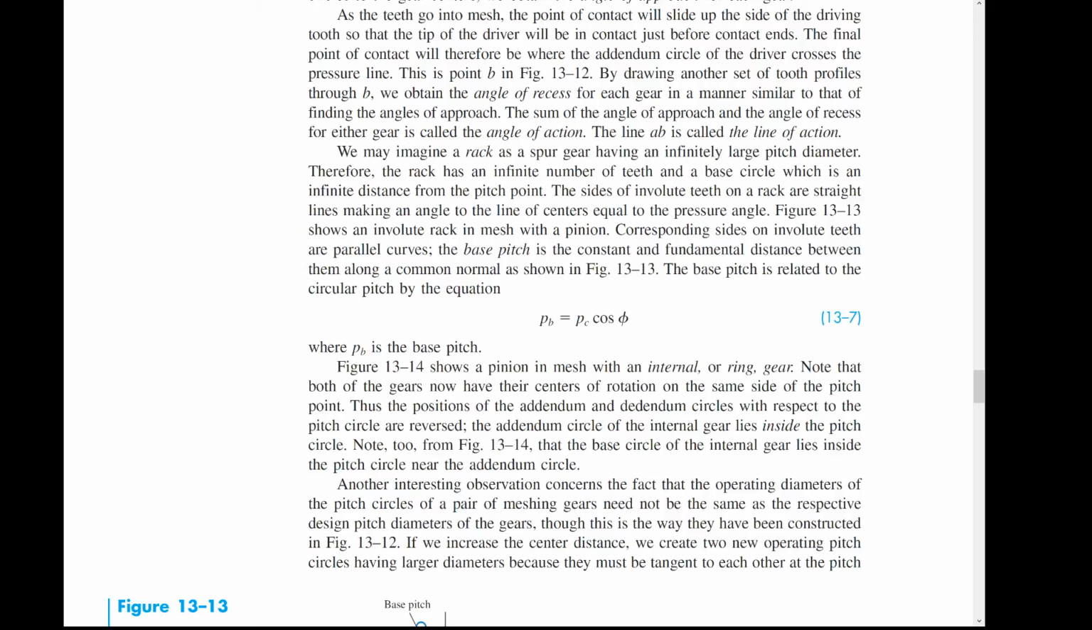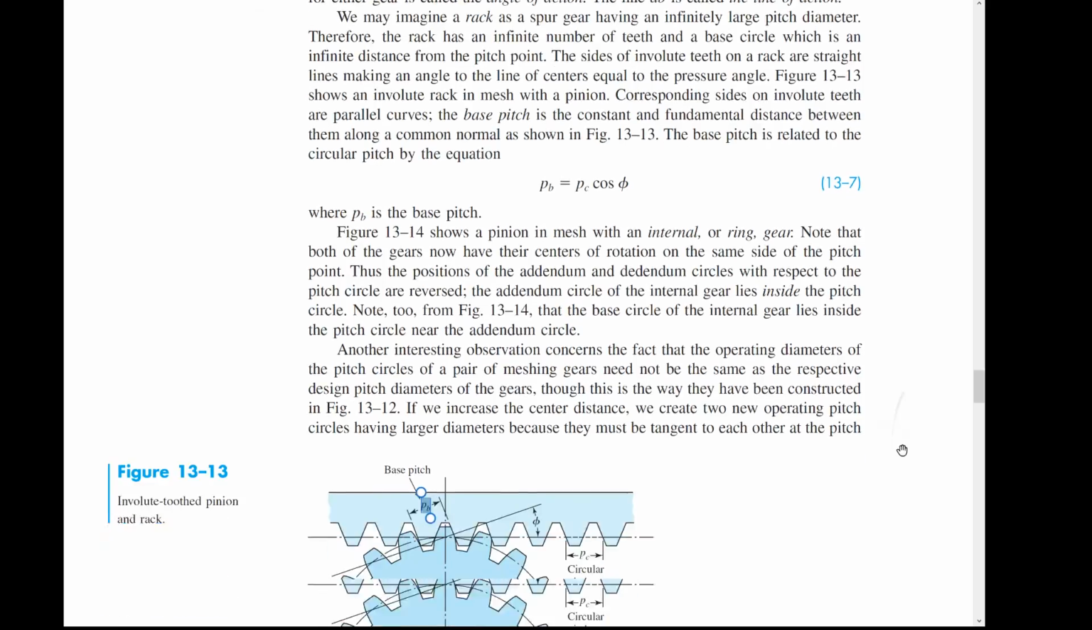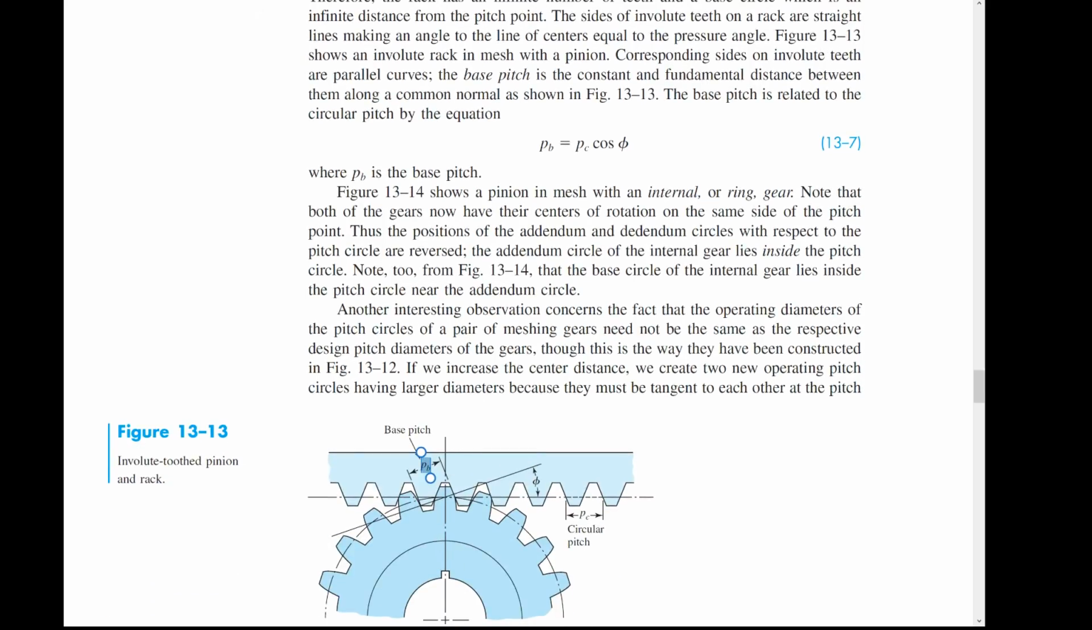Figure 13.14 shows a pinion in mesh with an internal or ring gear. Note that both of the gears now have their centers of rotation on the same side of the pitch point. Thus, the positions of the addendum and dedendum circles with respect to the pitch circle are reversed. The addendum circle in the internal gear lies inside the pitch circle. Note, too, from figure 13.14, that the base circle of the internal gear lies inside the pitch circle near the addendum circle.